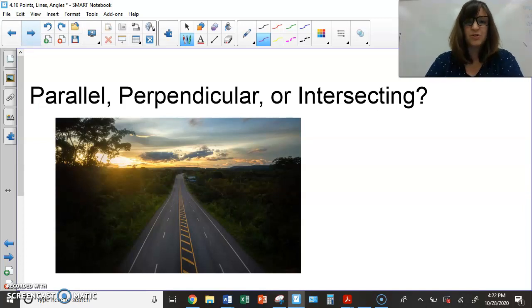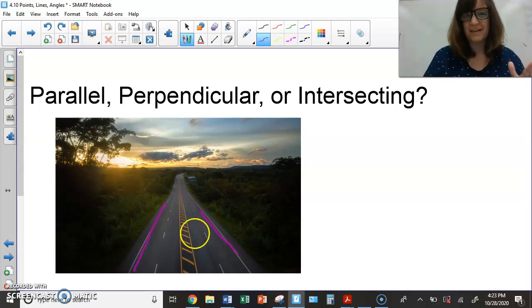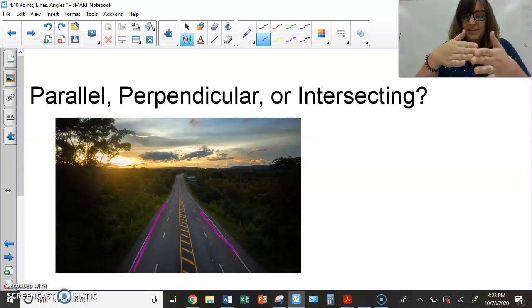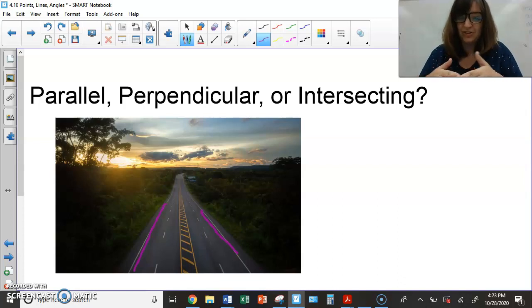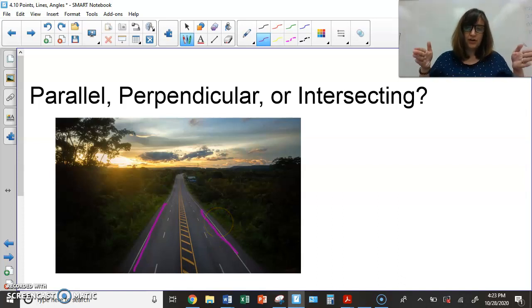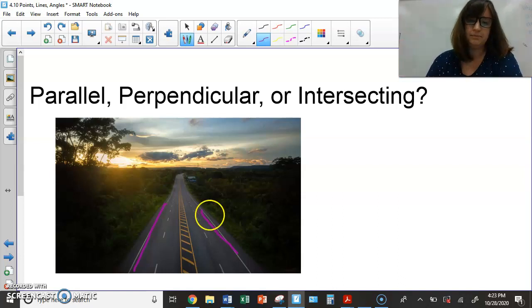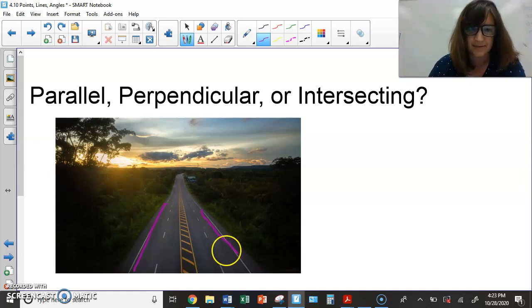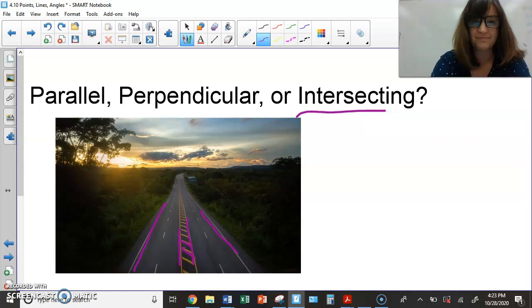This road, you've got some parallel, and now from the perspective on this picture, this gets into art a little bit because of the angle of this picture. These do look like they would eventually intersect, but if you're driving on the road, they actually are an even amount apart, so they would be parallel. But these little yellow lines in the middle are going at different angles, and these would be intersecting lines, okay?